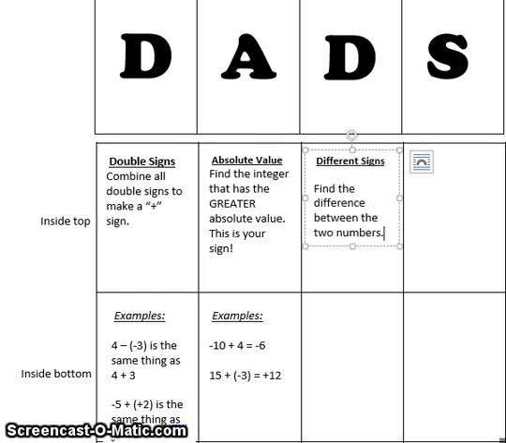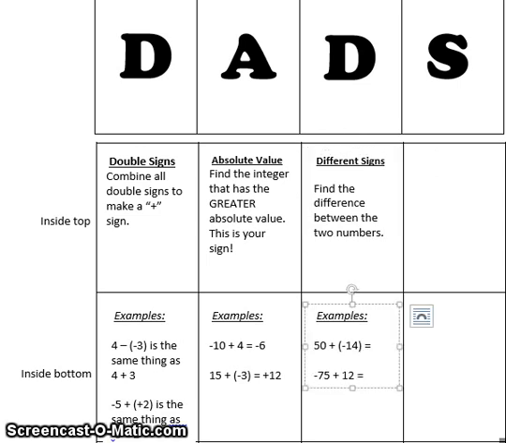When we are combining integers with different signs, we want to find the difference between the two numbers. For example, if we are combining a positive 50 with a negative 14, we know that those have two different signs, right? We have a positive and a negative. At this point, we've already checked for double signs and we've already looked at the absolute value. So we know that the answer here is going to be a positive value. We just have to find the difference between the two numbers. The difference between 50 and 14 is 36. So when we combine a positive 50 with a negative 14, we have a positive 36.